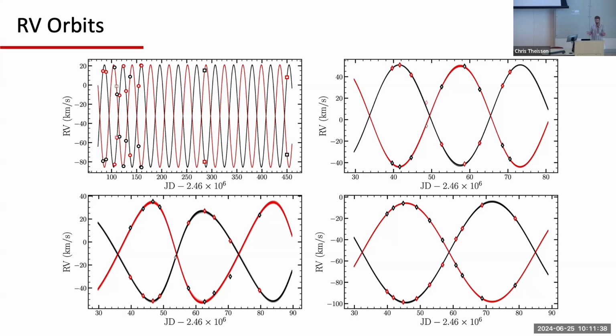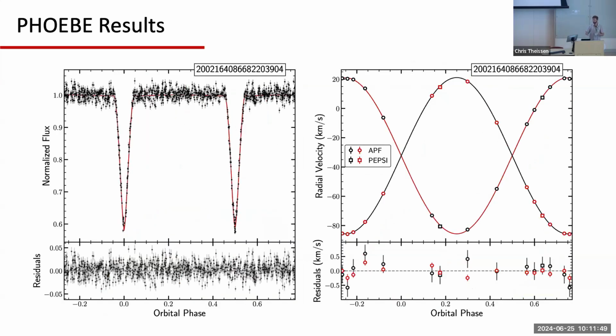And in general, we only need like 8 to 10 RV observations to get a good constraint on the orbit. We already obviously know the orbital period and the eccentricity from our ASAS-SN light curves. Of course, we can take this a step farther and simultaneously fit the ASAS-SN light curve with our radial velocity measurements. This is showing one of our PHOEBE MCMC results.